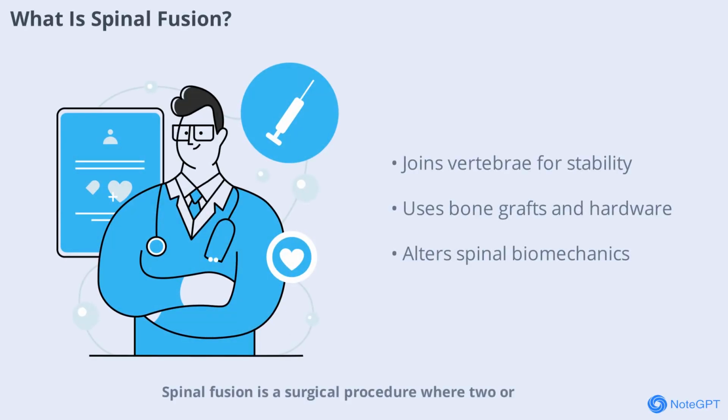Spinal fusion is a surgical procedure where two or more vertebrae are joined together to eliminate movement between them. This is typically done to provide stability and relieve pain caused by conditions like degenerative disc disease, scoliosis, or spinal instability. Surgeons use bone grafts and hardware such as screws, rods, or plates to help the bones fuse. While spinal fusion can be highly effective for certain conditions, it also changes the biomechanics of the spine, which can lead to increased stress on the segments adjacent to the fused area. This shift in mechanical load is a key reason why ASD can develop after surgery.